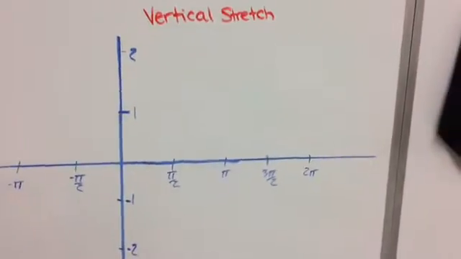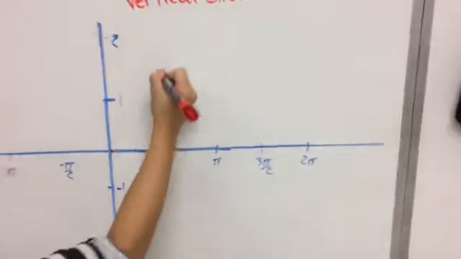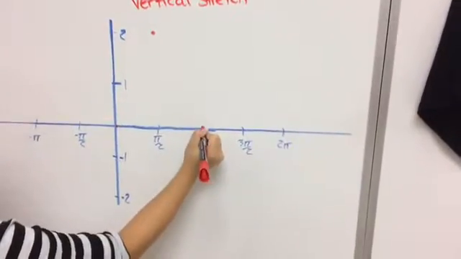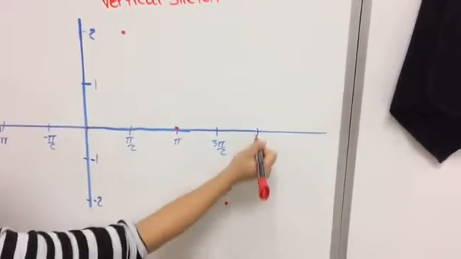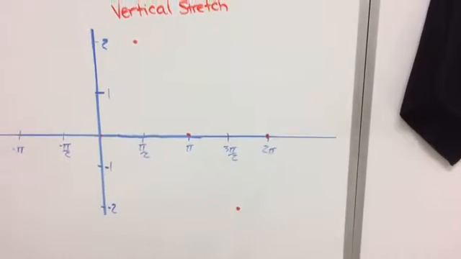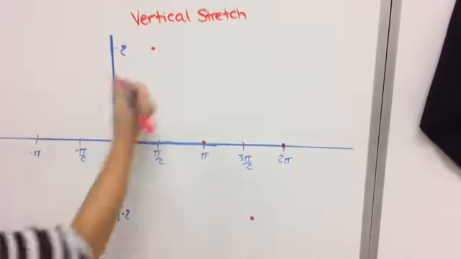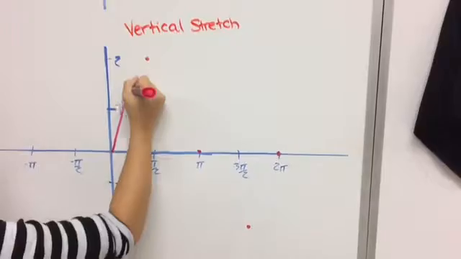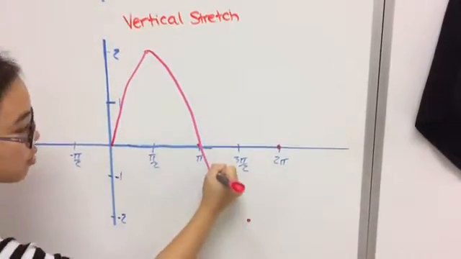Using this information, we are now going to try to graph y equals 2 sine x. As you can see from the graph, instead of the sine wave having an amplitude of 1, the y values go up to 2 and down to -2. The x values, however, remain unchanged.